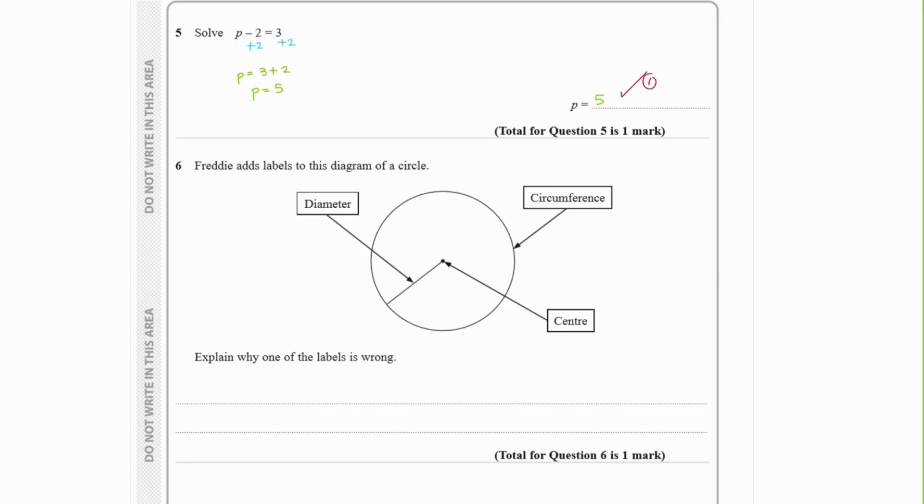Number 6, Freddie adds labels to this diagram of a circle. Explain why one of the labels is wrong. So if we look at the diagram, we can see that the center is labeled correctly. The circumference is labeled correctly. However, the diameter is not labeled correctly because what that is pointing to is actually the radius. We can therefore say that the diameter label should actually be labeled radius. And this was also a 1 mark question.